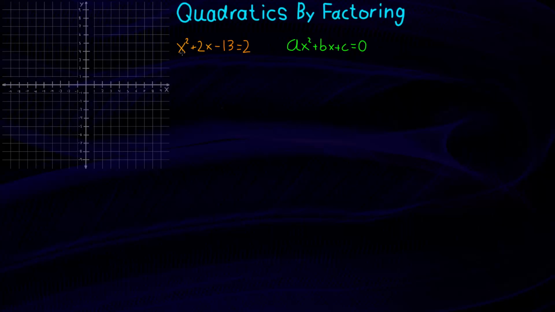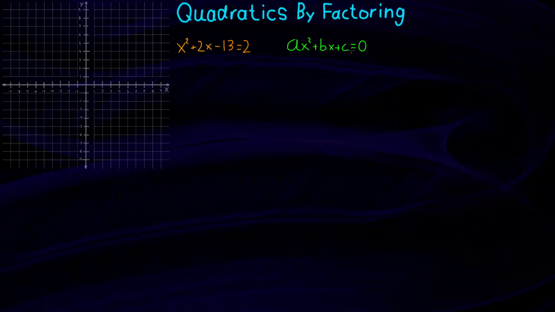In this case, we have x squared plus 2x minus 13 equals 2. Now, we want to get this factored. The problem is, this is not yet in standard form. For this to work, the equation basically needs to be in standard form, or it's going to be a little more complicated here. So, a is 1, because we just have x squared, b is 2, and c is negative 13, but that's not true, right?